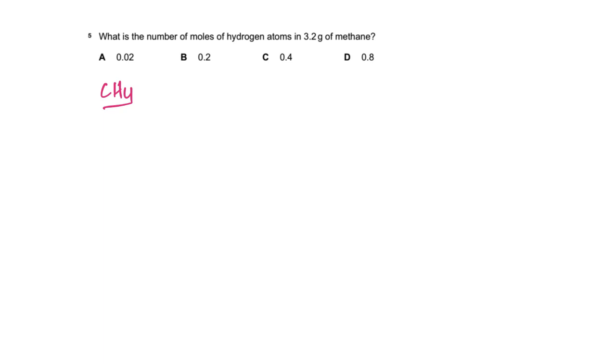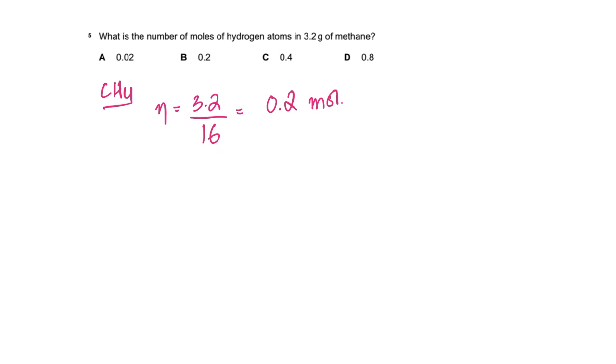Yeah. So the moles are going to be mass over MR, right? Moles equals mass 3.2 over its MR, which is 12 plus 4, 16. So that looks like a nice number. 3.2 divided by 16, 0.2. 0.2 moles.